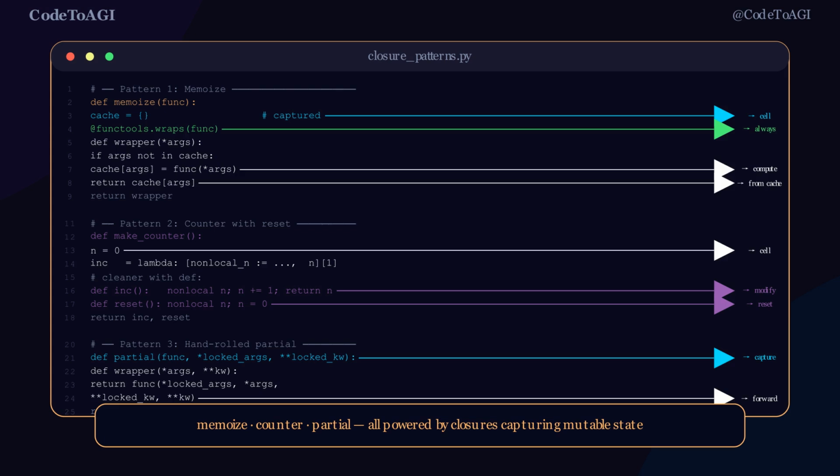Pattern 3, partial application. We implement our own functools.partial using a closure. locked_args and locked_kwargs are captured. The returned wrapper prepends them to every call. All 3 patterns are used in real frameworks. Flask uses memoize for route caching. Django uses partial for URL resolvers. Essentio uses counter closures for task tracking.